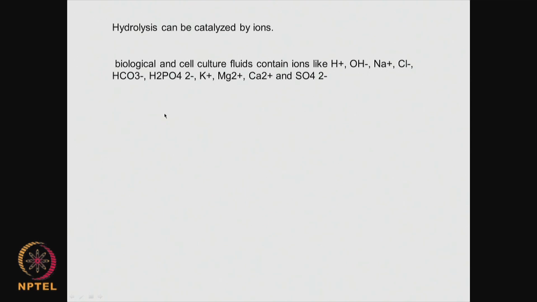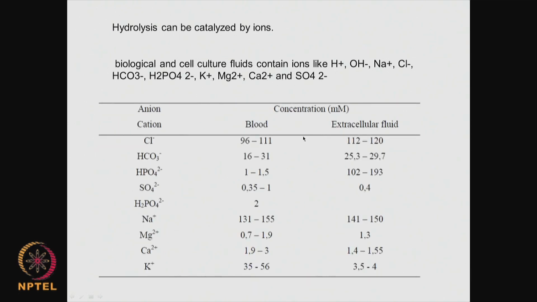You may wonder where the ions are in the body, but biological and cell culture fluids contain a lot of ions: H plus, OH minus, sodium plus, chlorine minus, phosphate groups, potassium, magnesium, calcium, sulfate 2 minus and so on. For example, if you look at blood or extracellular fluid, it contains a lot of Cl minus, carbonates, phosphates, sulfates, hydrophosphates, sodium, magnesium, calcium, potassium. So, blood contains all these, as well as extracellular fluid.